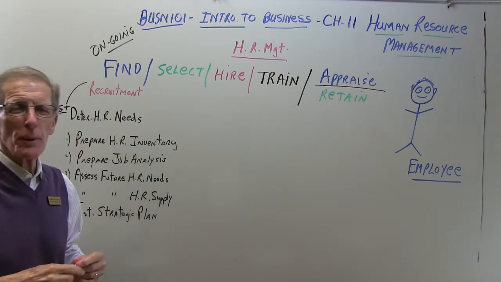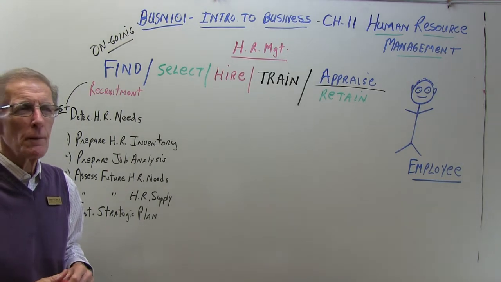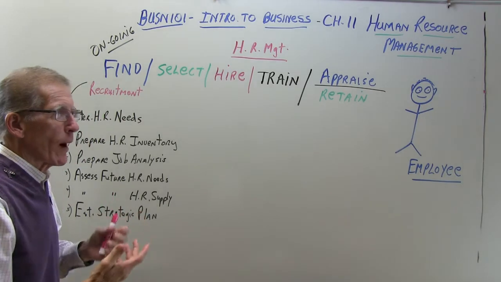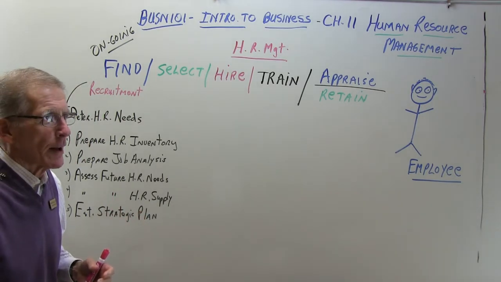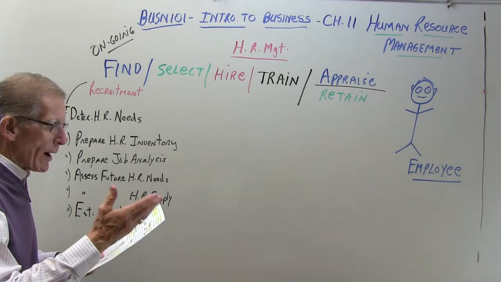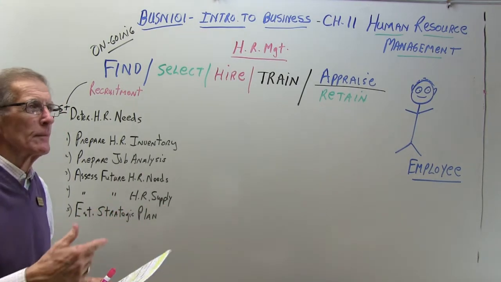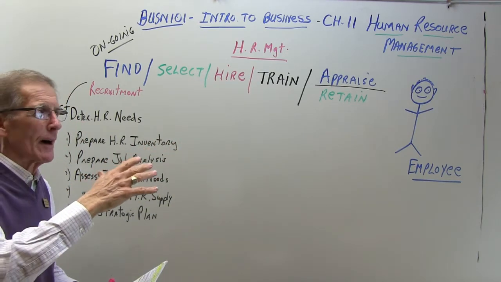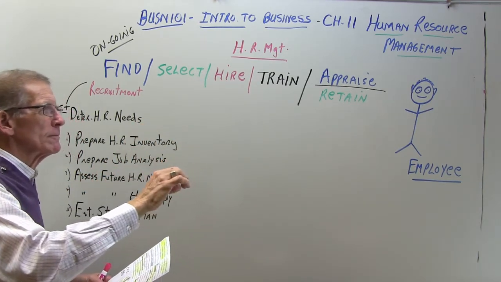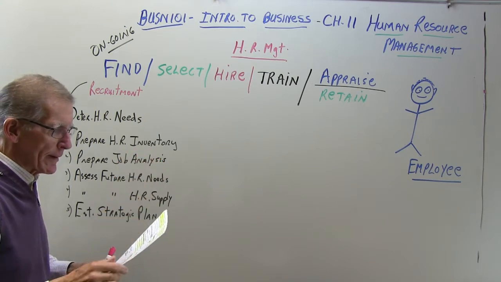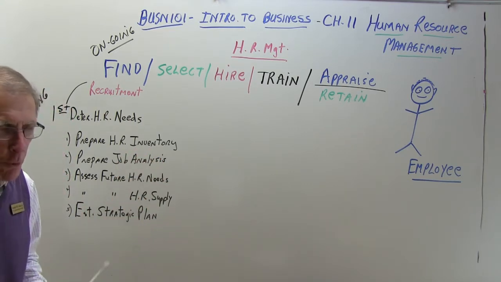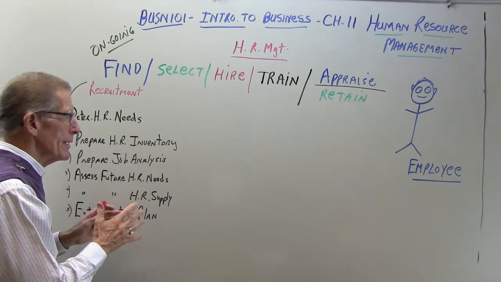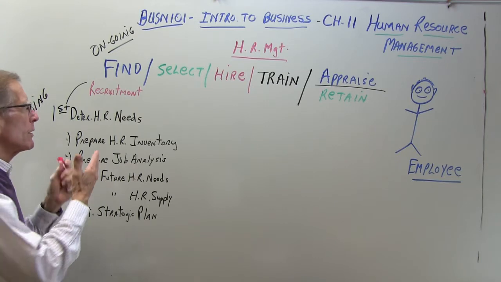What is recruiting? That's simply finding the right people at the right time, and the right number. The right number, you know, how many do I need? 1, 2, 3, 5. The right people, the right number at the right time. That's what recruitment is. Once I've determined that I have a need, I've got to go out and recruit.